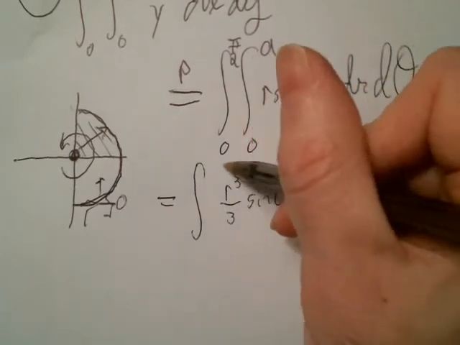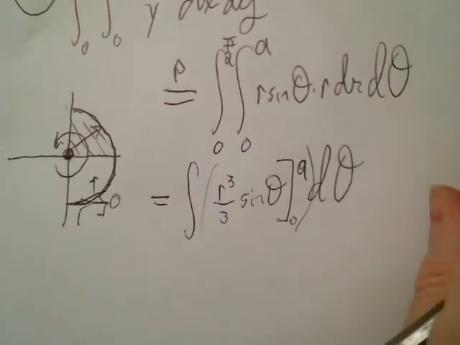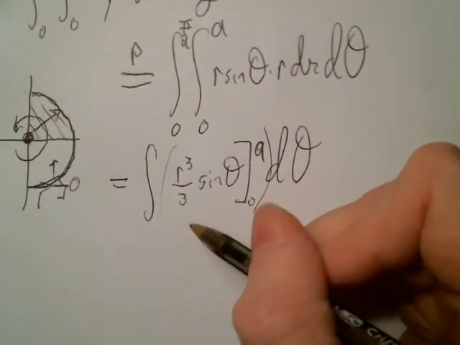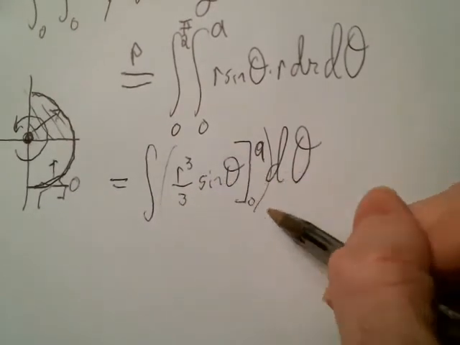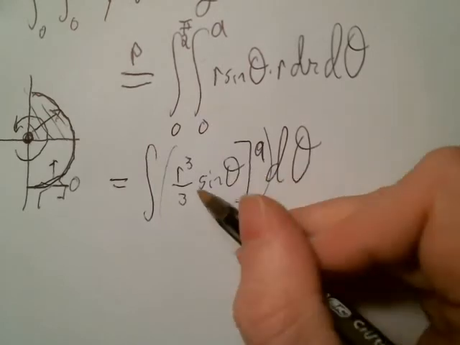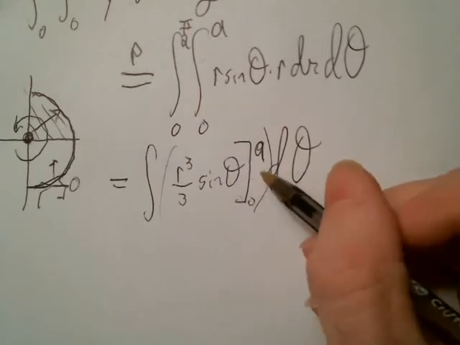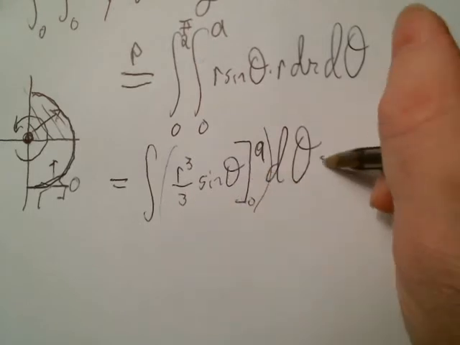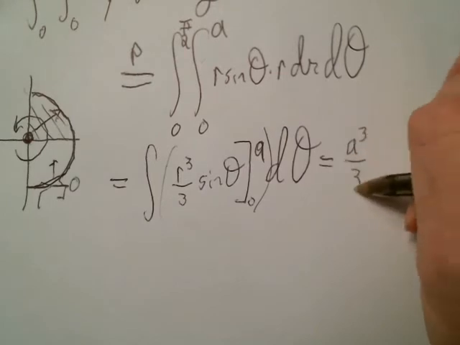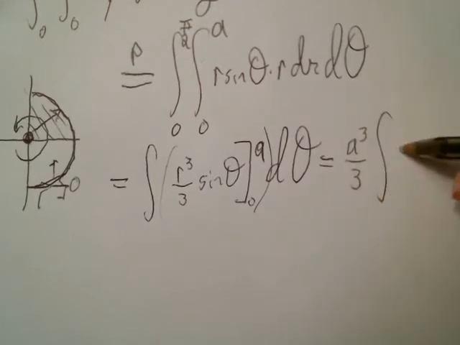Okay. And I'm just doing this inner integral first. Plugging in a for r, I get a cubed over 3 sine theta minus 0 over 3 sine theta, which that part will be 0. So it'd just be a cubed over 3 sine theta, and you could factor that a cubed over 3 out. Right? So you'd end up with a cubed over 3 integral of sine theta d theta from 0 to pi over 2.